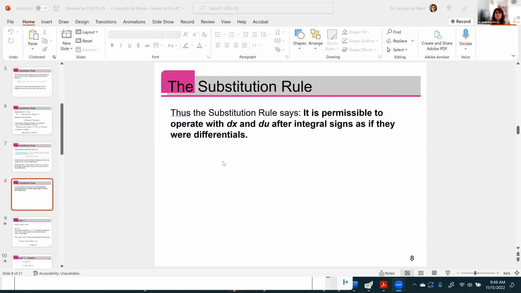So the substitution rule says it's permissible to operate with dx and du after integral signs as if they were differentials. Again, because you asked something, Angelica, about dx and delta x, notice all the language: it's permissible to operate as if they were. So even when we split them up and multiply, we're allowed to do these things in order to solve things algebraically, but it's really a lot more nuanced, and we just haven't gotten there yet in this class, okay?